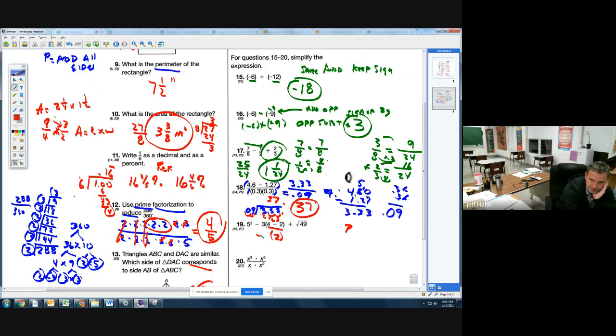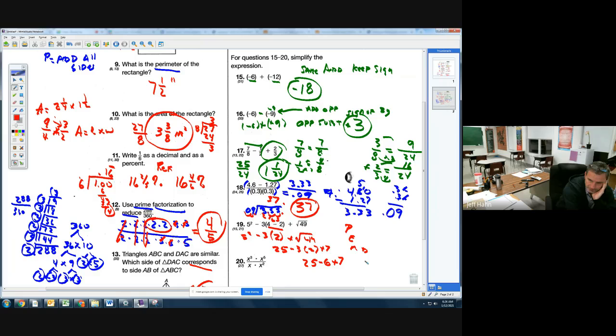And I'm just going to rewrite things because I always want to do things the right way. And then E is exponents and powers, and I do have a couple of those. 5 to the second power is 25. And the square root of 49, what number times itself gives you 49, is 7. Then I do multiplication and division from left to right. I only have one multiplication there, which is 3 times 2. So I get 25 minus 6 plus 7.